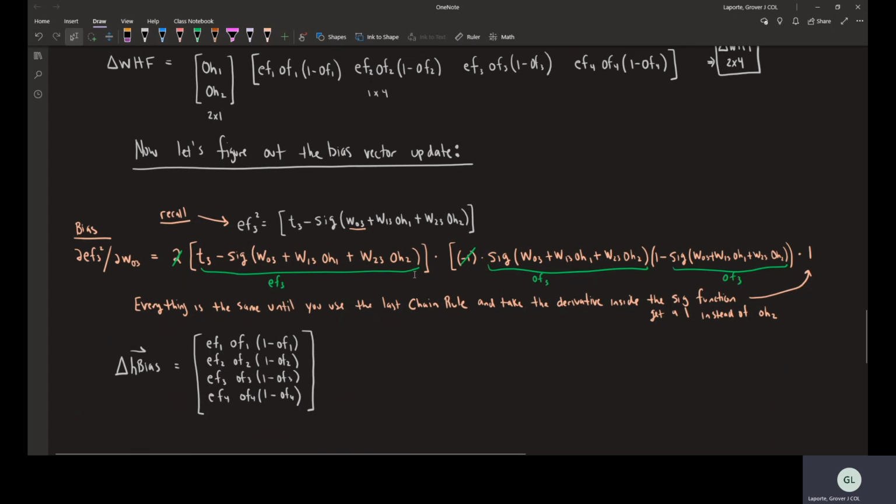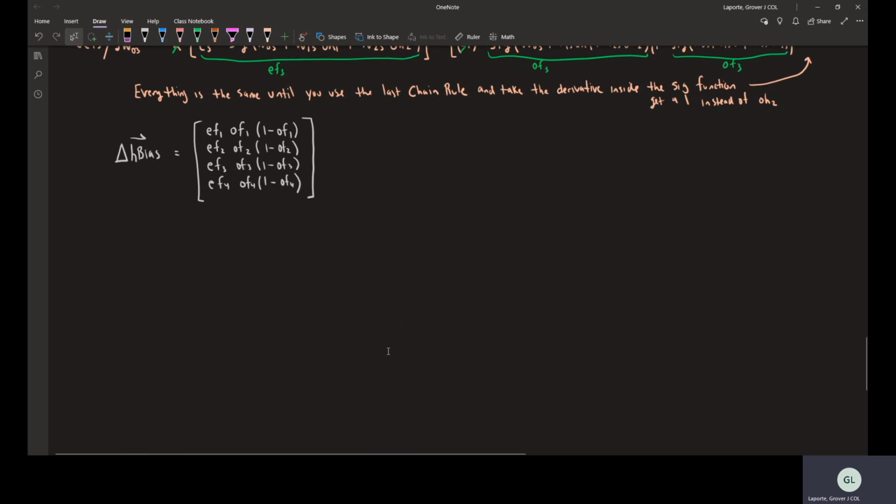So now we simplify it again, and you end up with exactly the same vector, this EF1, OF1, 1 minus OF1, that was this row vector here. So what I think we should do is produce this thing, let it be delta H bias, and then take the transpose of H bias, throw it down there, and then multiply it by OH1 and OH2, or the vector OH. So that's what we will end up doing.